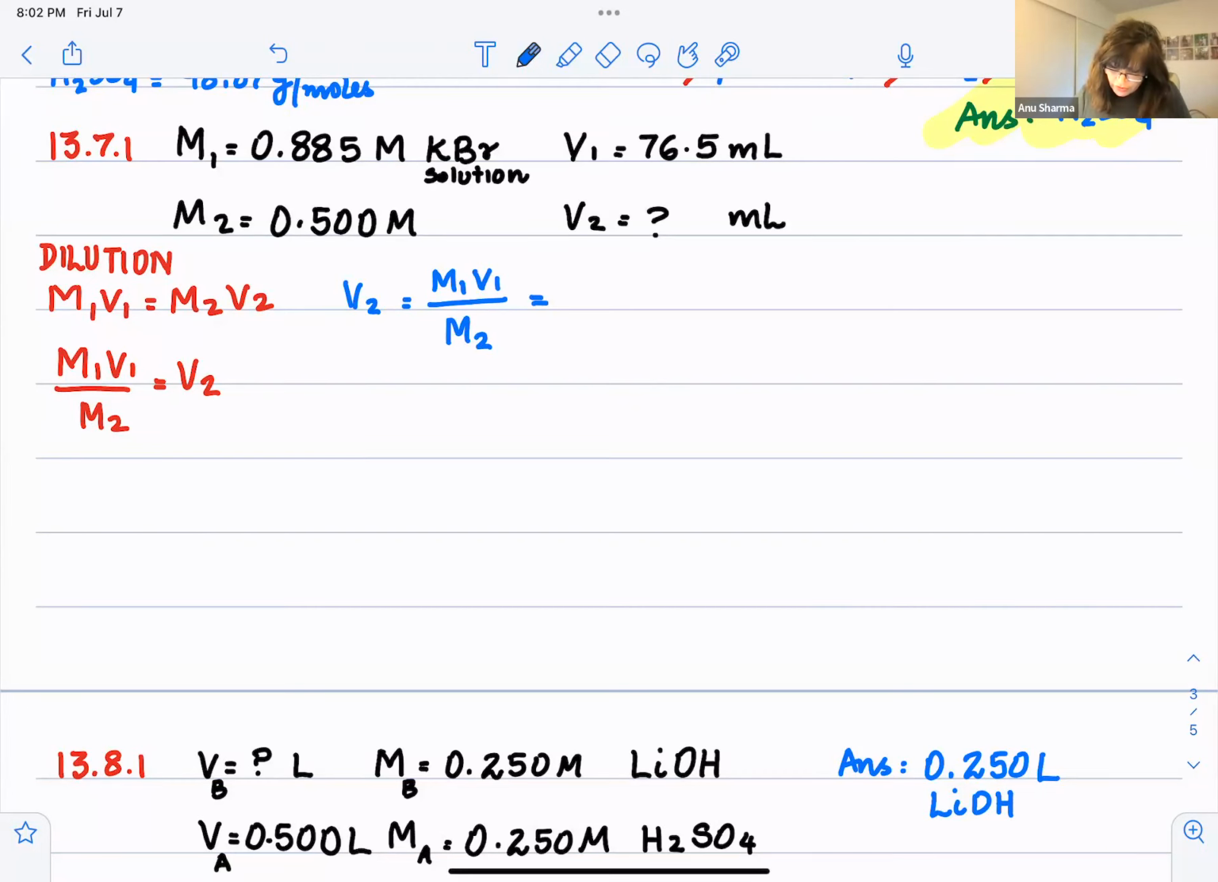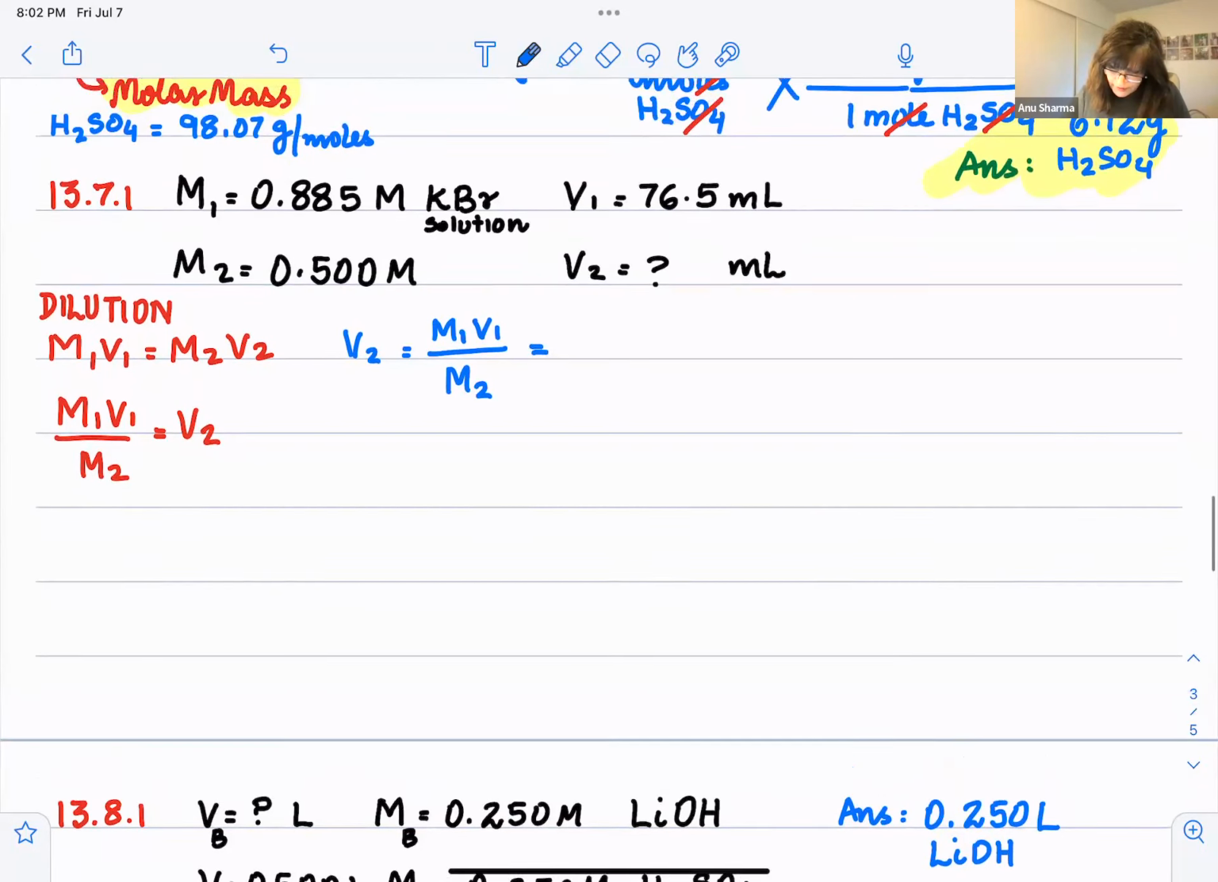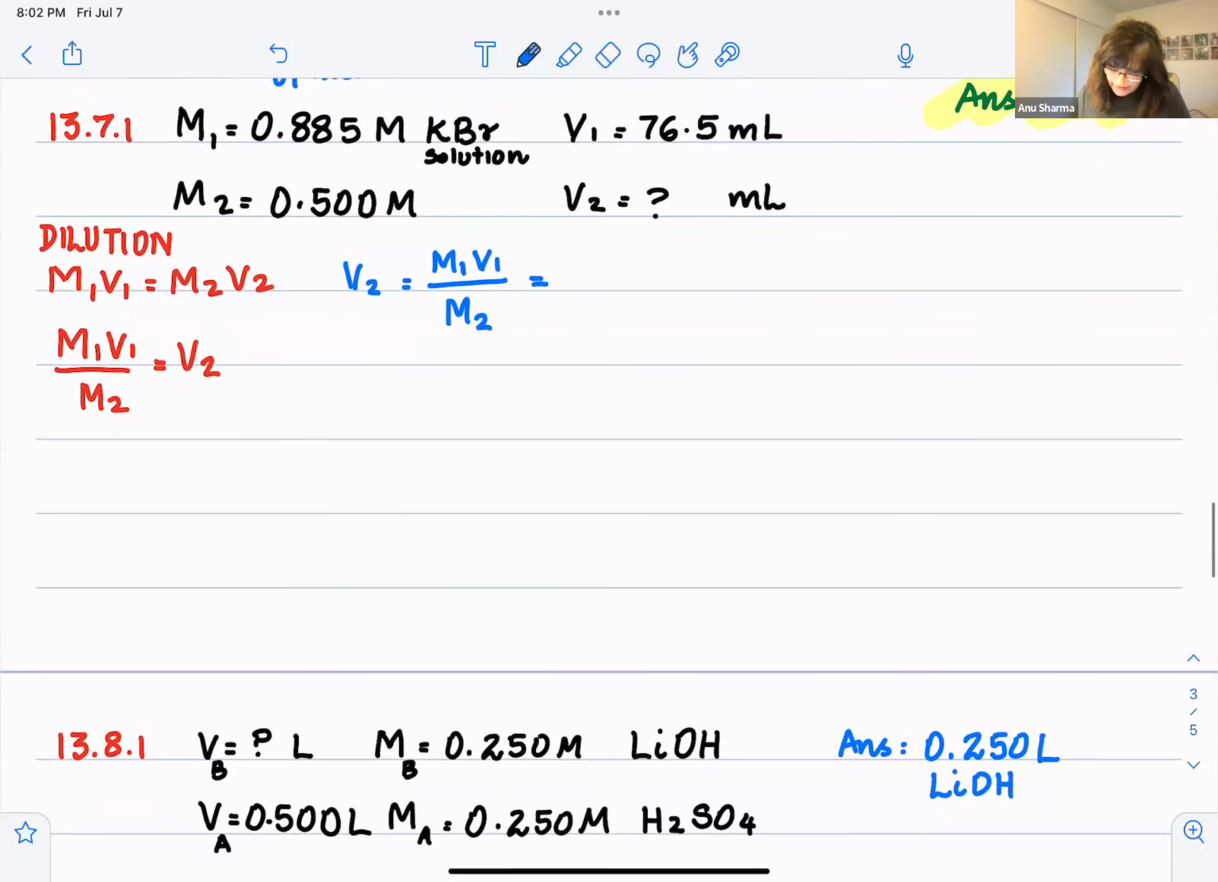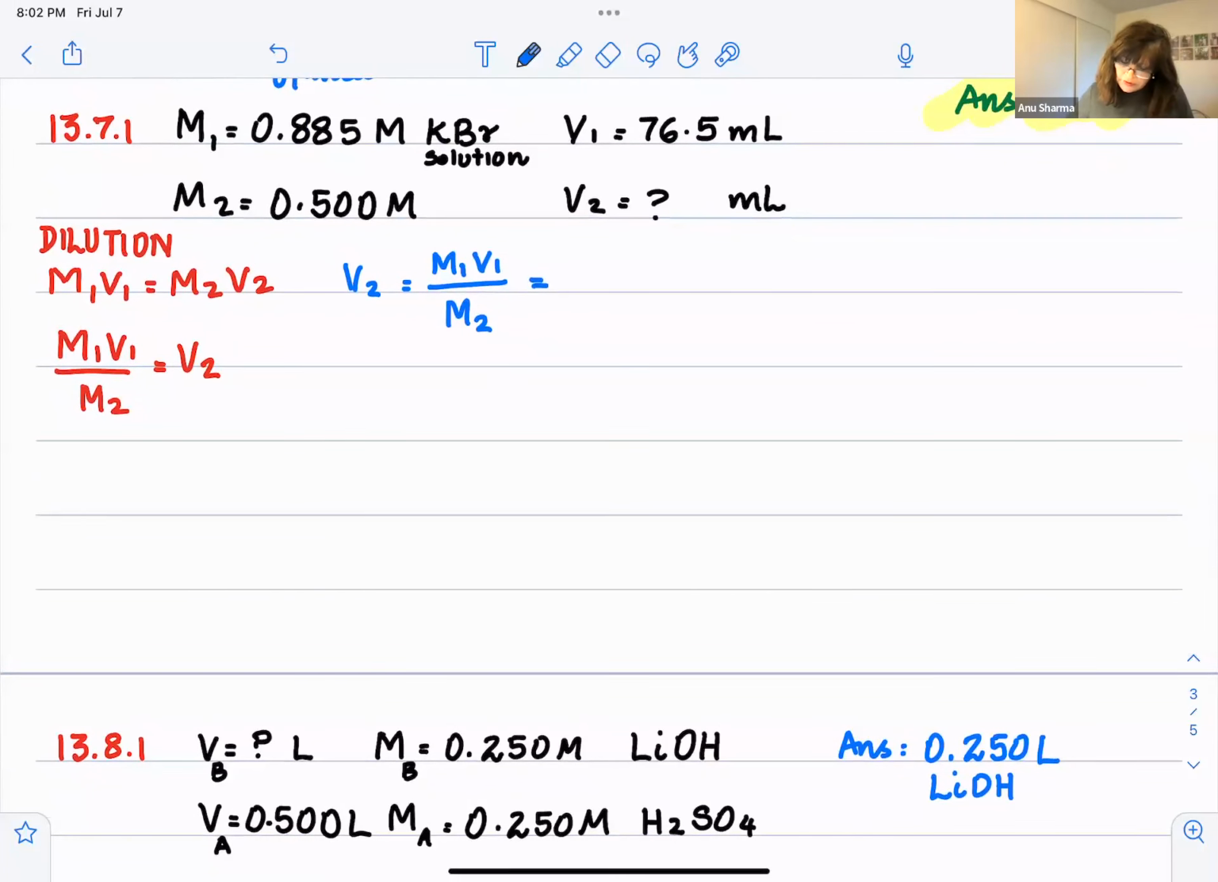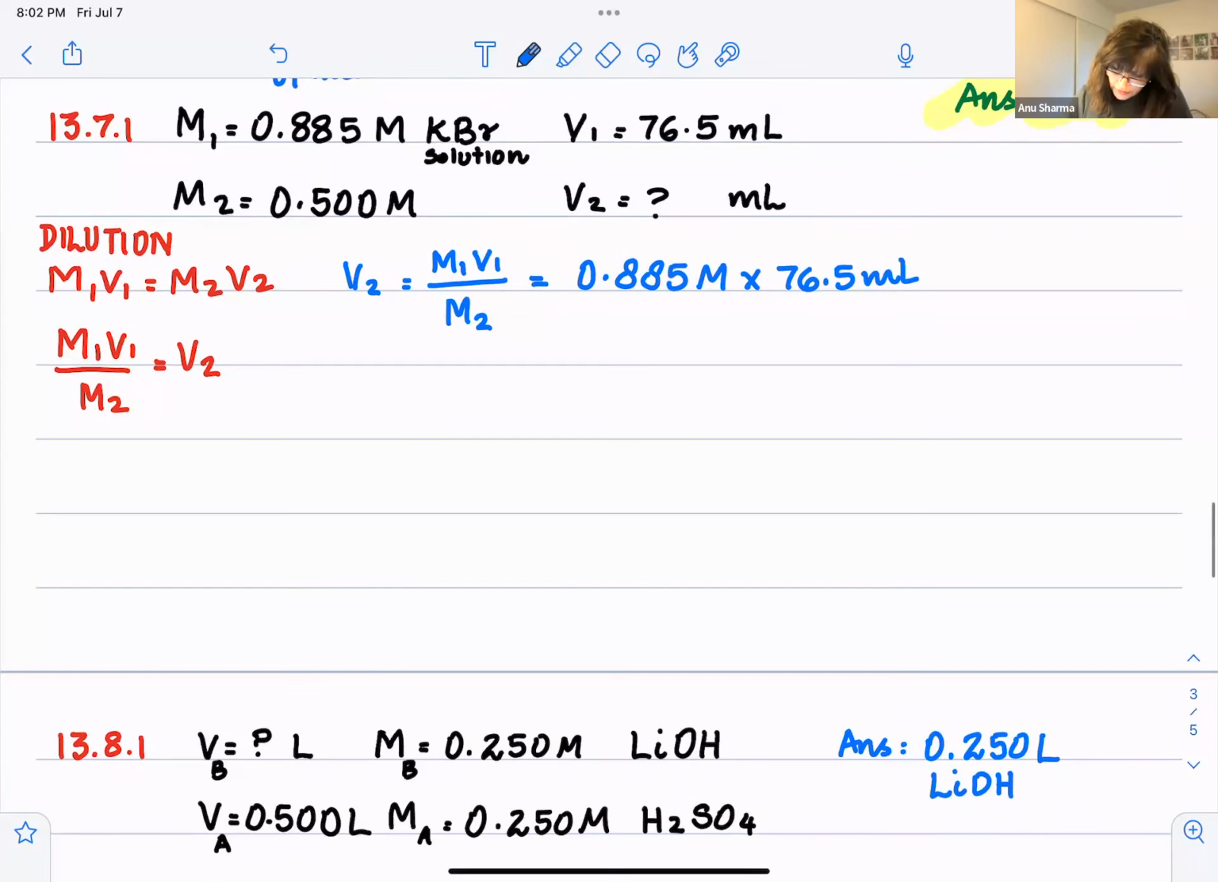Okay, so this is the KBr solution. So here you have 0.885 M times 76.5 milliliters. Ideally, this should be converted to liters, but because both the units are in milliliters, they'll cancel out. Over M2, which is 0.500 M.